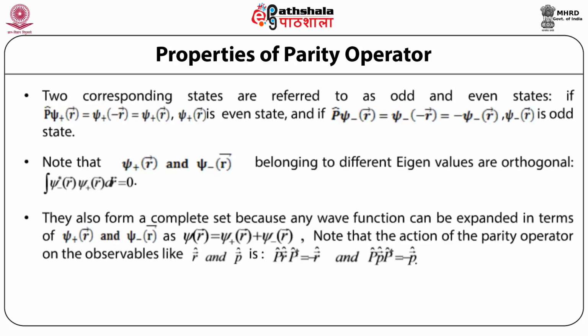which means that they also form a complete set, because any wave function can be expanded in terms of these two wave functions, or as a linear combination of these two wave functions. So we can write a wave function psi as a function of position vector r, which can be written as psi plus of r plus psi minus of r.